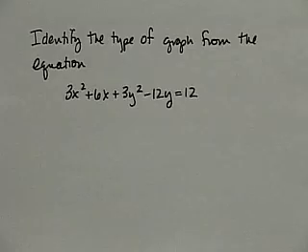Well, why don't you try one like this? Here's what I want you to do. I want you to identify the type of graph from the equation, and we have the equation 3x squared plus 6x plus 3y minus 12y equals 12. Pause the video and try this one.